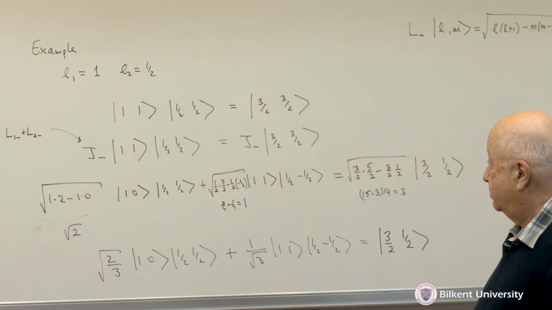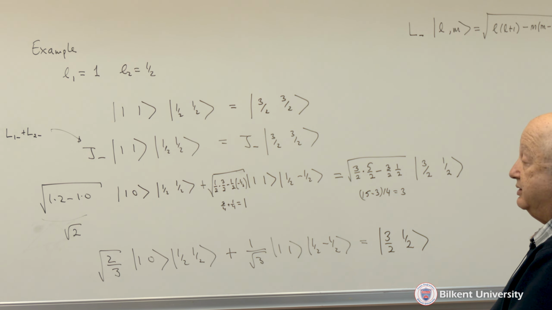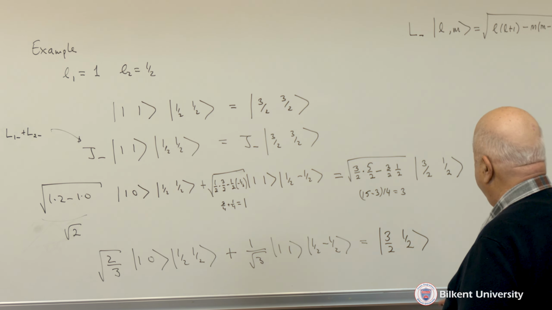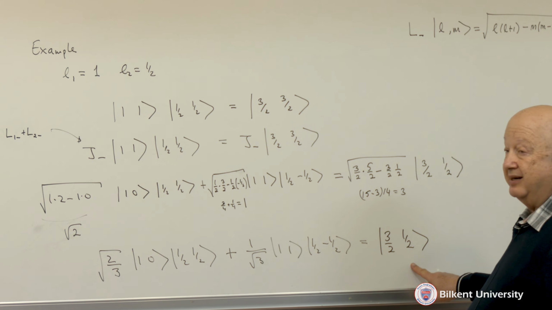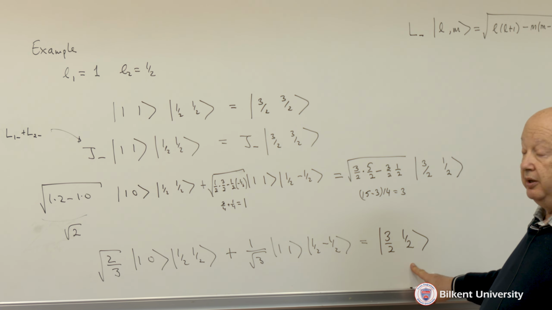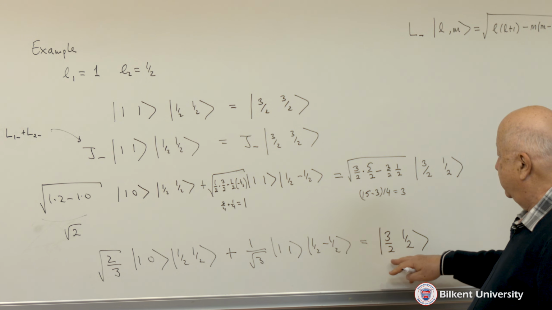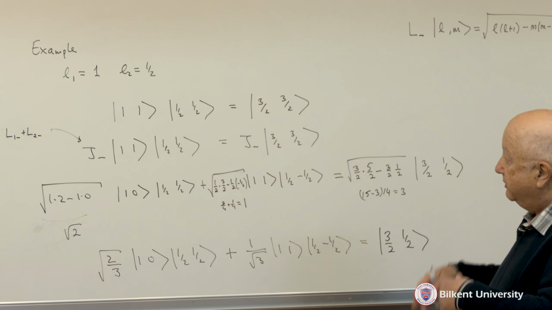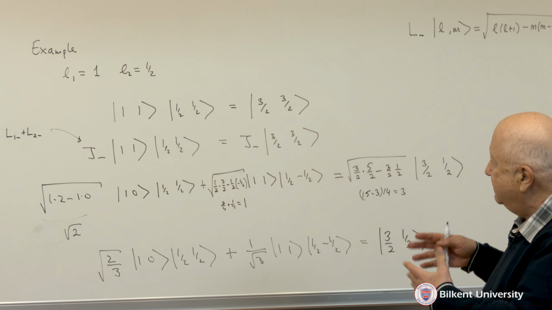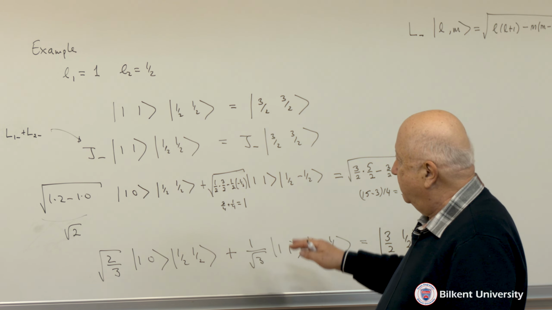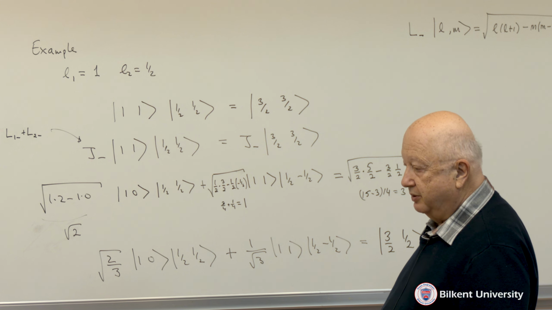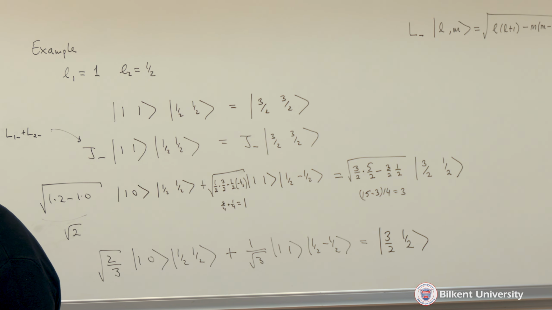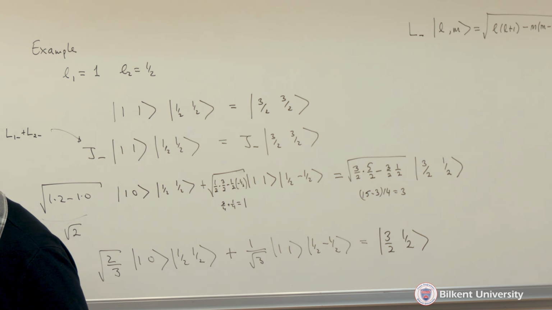Okay? So I could apply J minus one more time. Then I'm going to get an expression for 3 halves minus a half. One more time, then I get 3 over 2 minus 3 over 2. But as you can see, these things can get quite involved, and we don't want to do this algebra all the time. So there's this very nice set of relations.